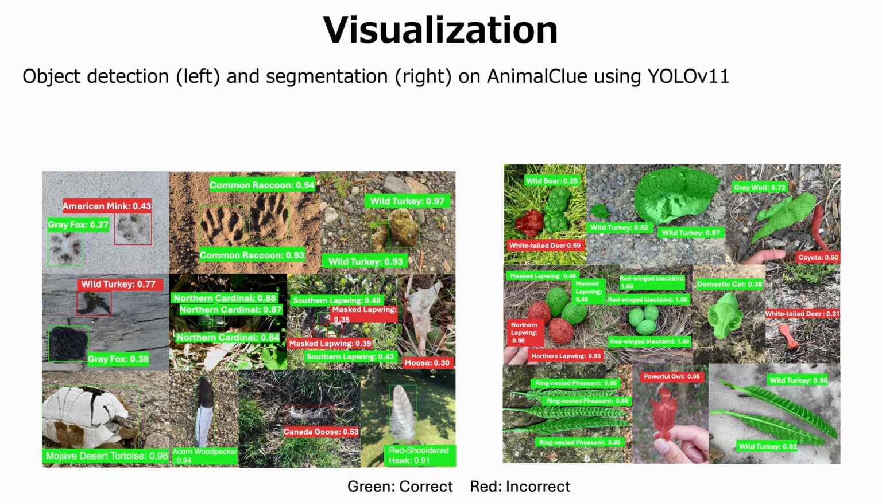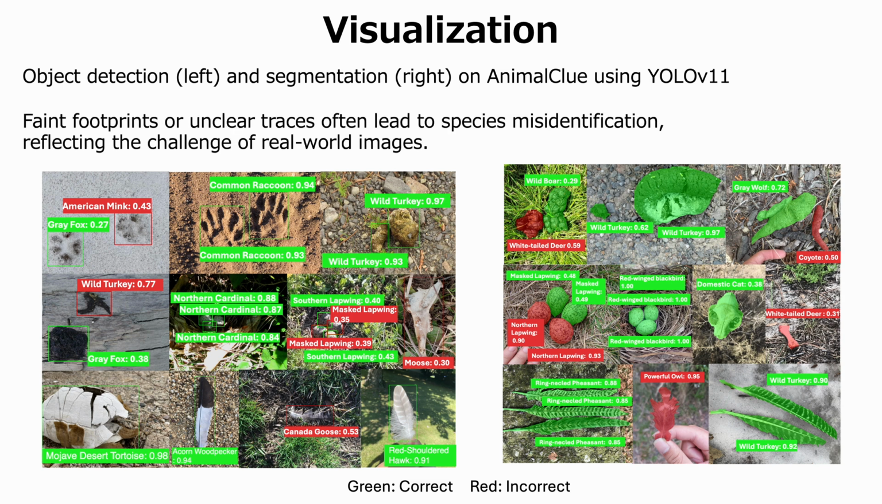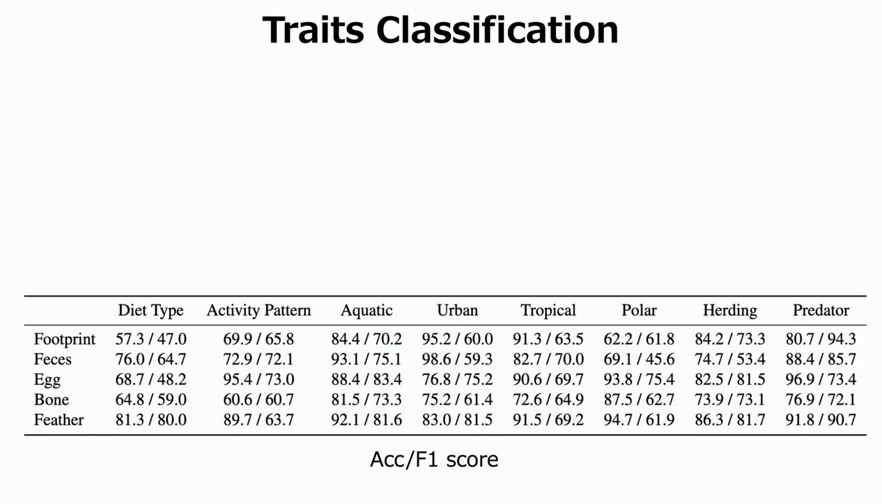Here we show detection and segmentation results on AnimalClue using YOLOv11. Green boxes indicate correct predictions, while red ones indicate incorrect ones. We observe that faint footprints or unclear traces often cause species misidentification, which reflects the challenges of working with real-world wildlife data. Here is the result for trait classification.